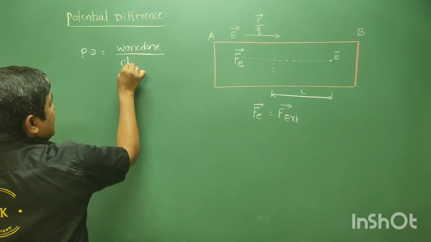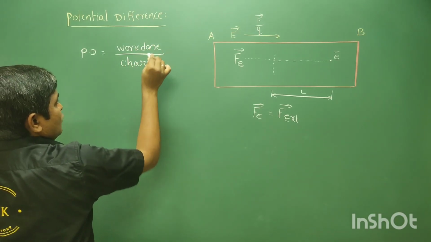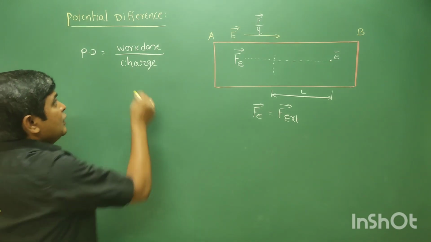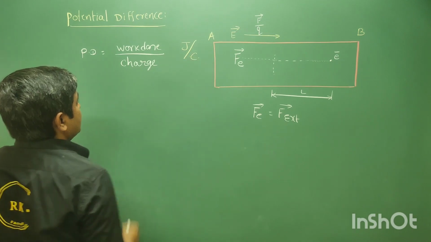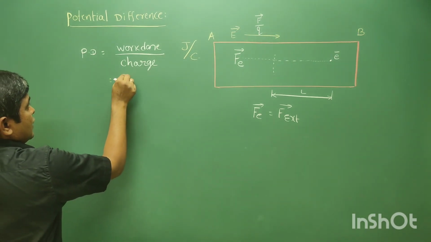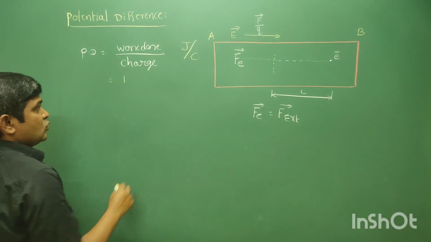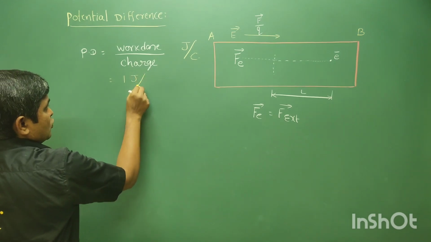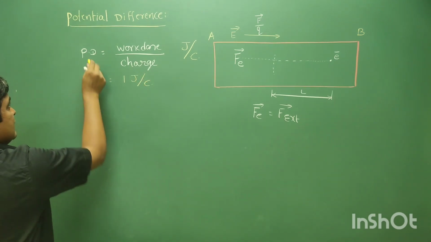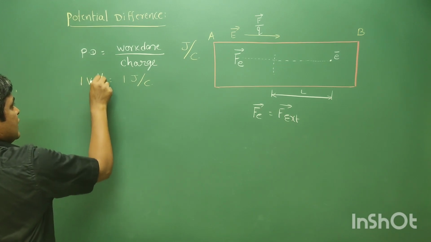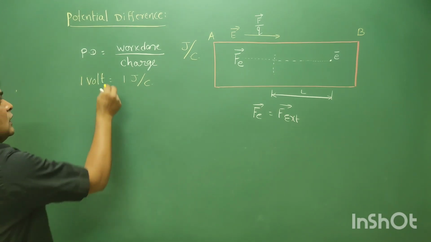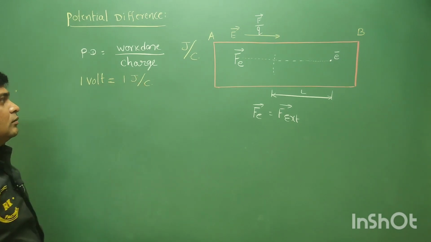Work done over charge. Then what is going to be the unit? Can you check? Work done units are joule and the charge units coulomb. Then what is going to be here? If we are talking about one unit quantity, 1 joule per coulomb, what is that potential difference unit? It is going to be called 1 volt. 1 volt equals 1 joule per coulomb.